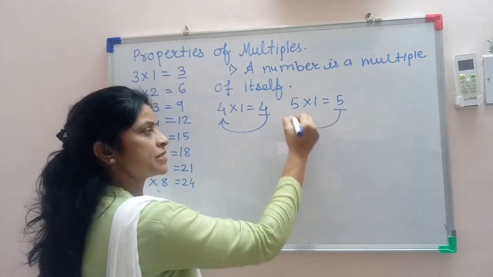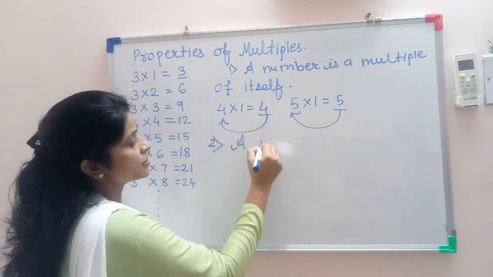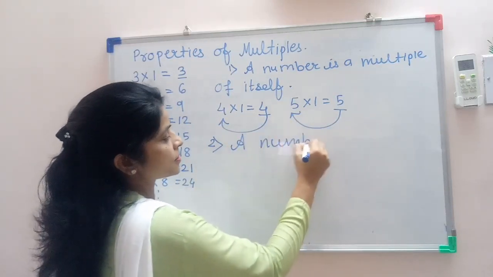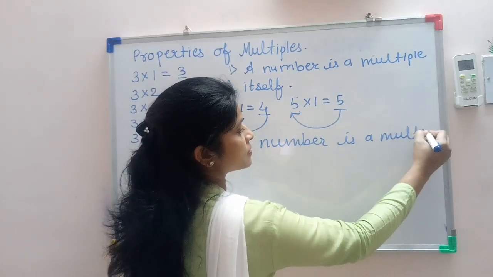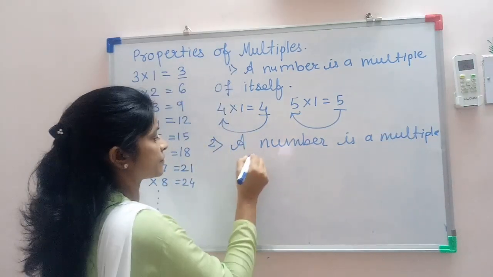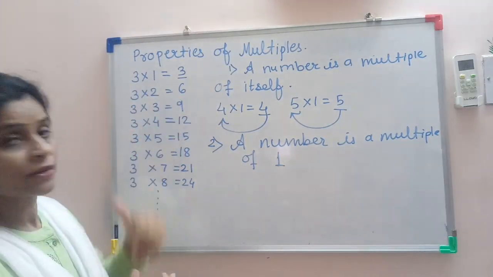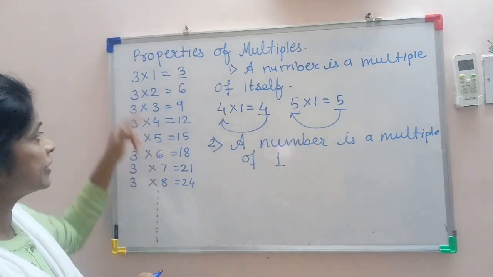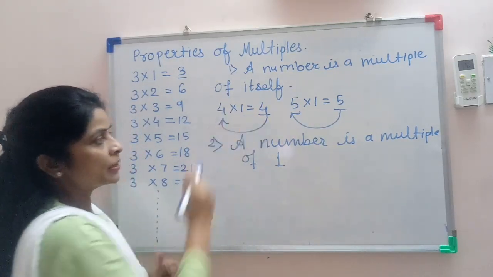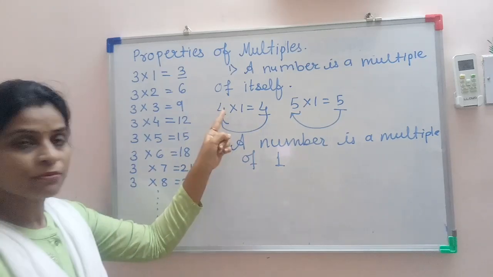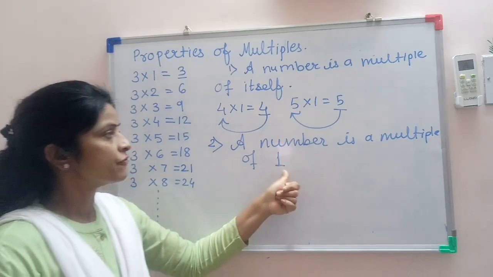Another property is that a number is a multiple of 1. When we have to find any number's multiples, first of all we have to multiply that number with 1. So you can see here, if you want the multiples of 4, at the very start you have to multiply it with 1. So every number is a multiple of 1.